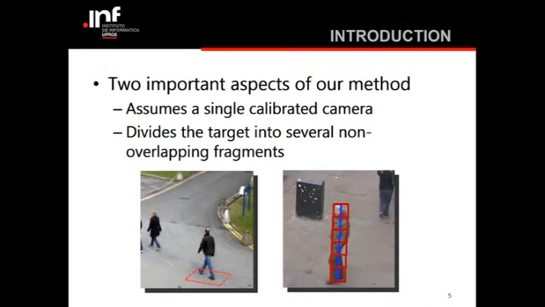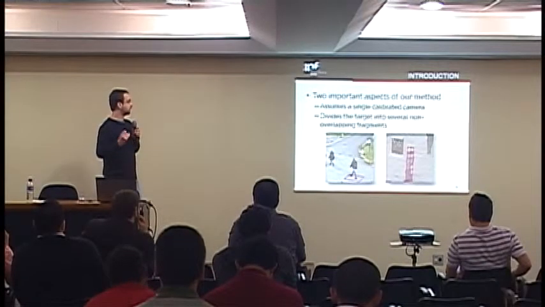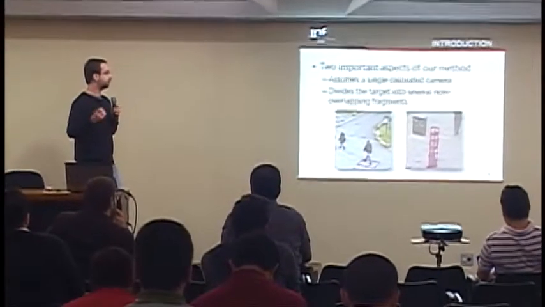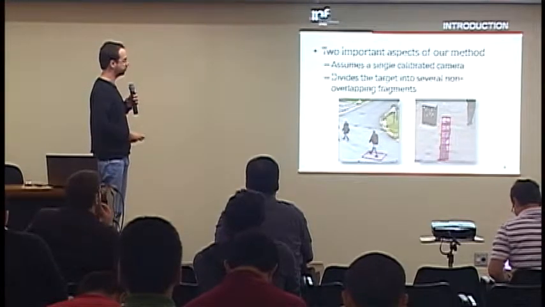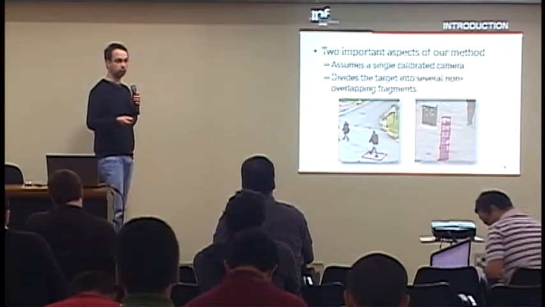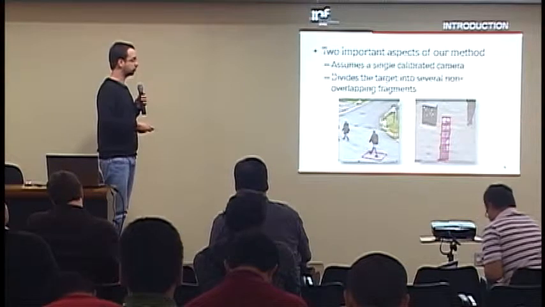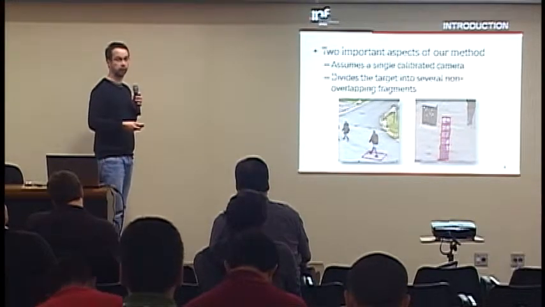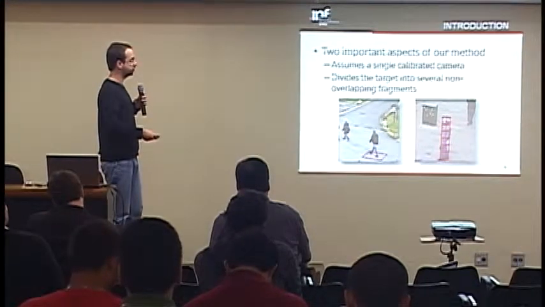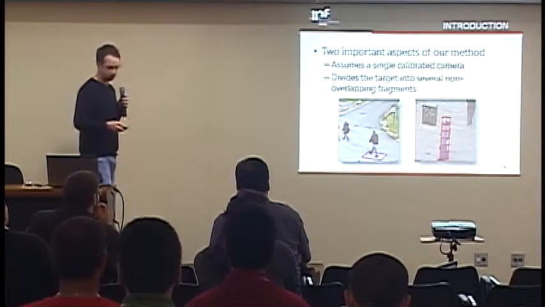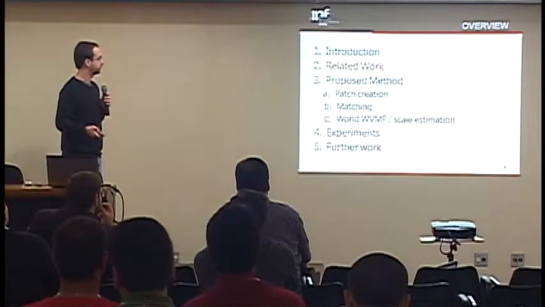So there are 2 major aspects of our method. The first one, I said before, is that we assume a single calibrated camera. And the second one is that we divide the target into several non-overlapping fragments, like we see in this picture here. This is to handle partial occlusions, okay? So we track each patch individually. I'm going to talk more about this later.